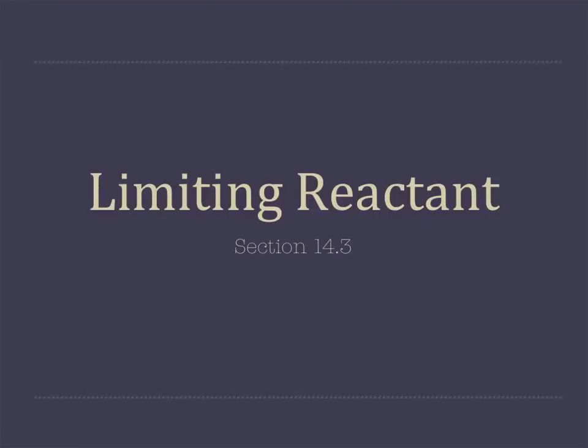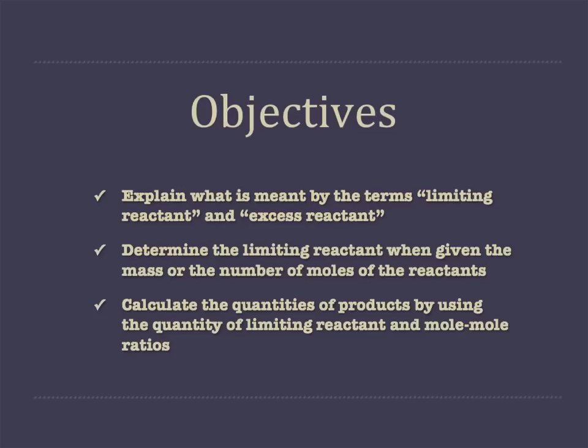All right, we're on section 14.3. This is about limiting reactant, or a lot of times it's called limiting reagent. So either of those terms means the same thing. Here are the objectives. Be able to explain what's meant by the terms limiting reactant and excess reactant, and be able to determine it, and also be able to calculate quantities of products. Once you've determined that, determine what the products are going to be when you're done.